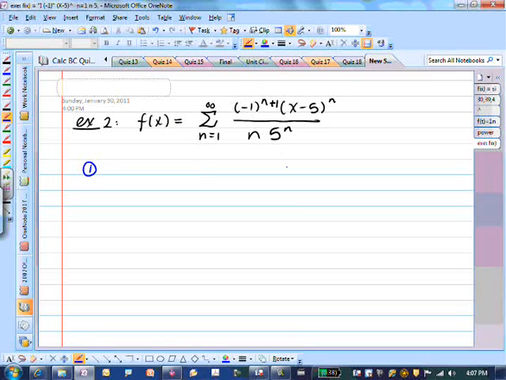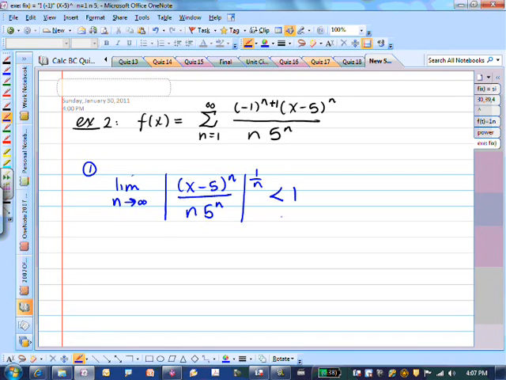So step one was, again, to apply a test. Because there's no factorial, I'm just going to stick with the root test because it's easier to use. Absolute value is going to get rid of the negative 1. So I'm going to get (x minus 5) to the n all over n times 5 to the n. This is all to the 1 over nth power, and it has to be less than 1 by the root test to converge.